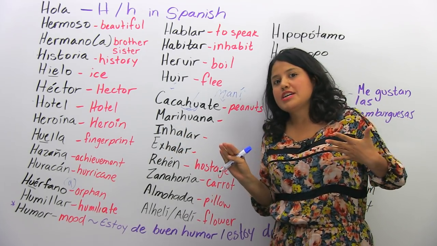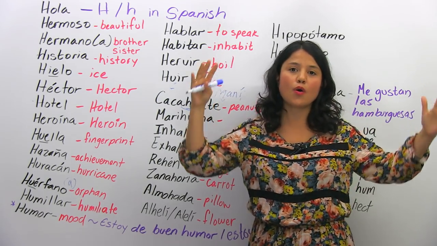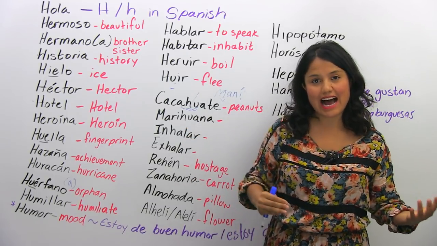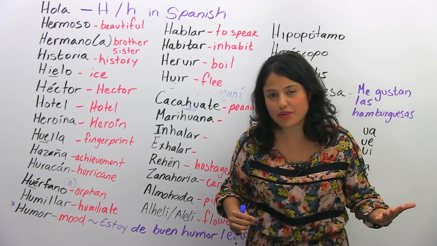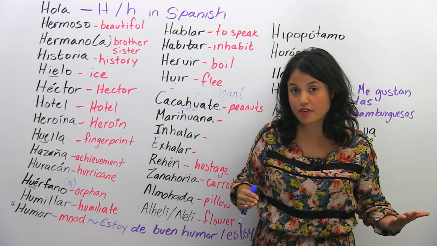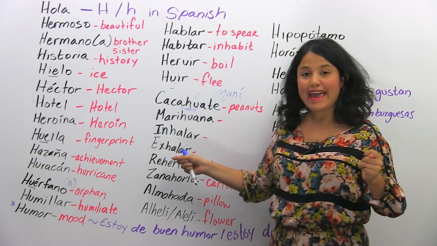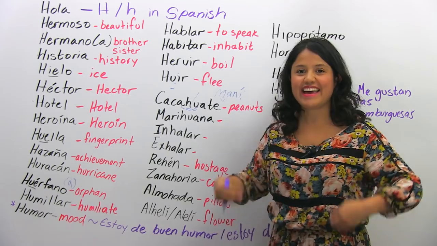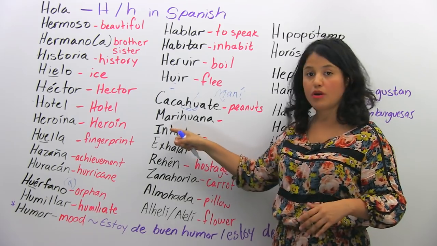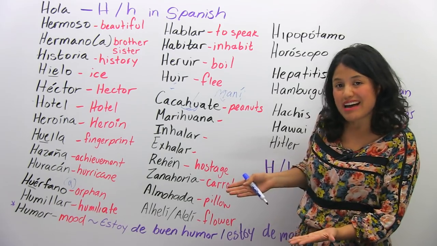Now, in English, I say inhale, right? Inhale. There's like a sound there. Cuando digo inhalar, I do not pronounce the H because I'm pronouncing it in Spanish, even though it's very close to English. Different pronunciation. Very good. Exhalar. Exhale. Exhalar. Same as I did in cacahuate or in marihuana. Exhalar. I skip the H because it doesn't have a sound.